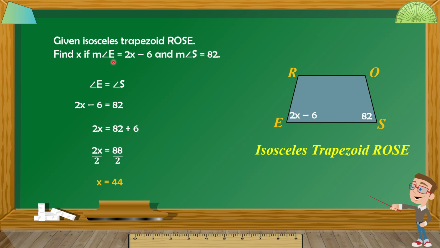Find x if measure angle E is equal to 2x minus 6 and measure angle S is equal to 82.